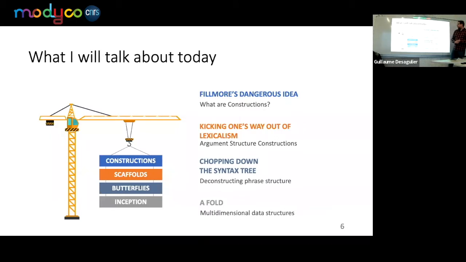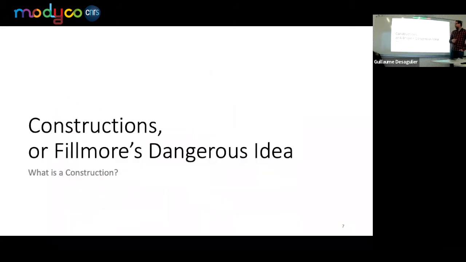So what I wanted to talk about today is, you know, what are these constructions? I call it Fillmore's dangerous idea because I think it has the potential to completely flip linguistics and applications in language technology upside down. We'll illustrate that through argument structure constructions, which are the most hotly debated topic within this family. And in order to do that, we'll have to chop down the syntactic tree, which linguists love so much. The alternative is that constructions are no longer tree structures, but multi-dimensional structures. Let us start with the dangerous idea of Charles Fillmore.